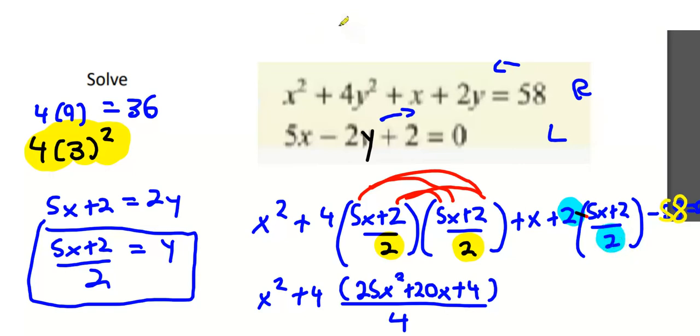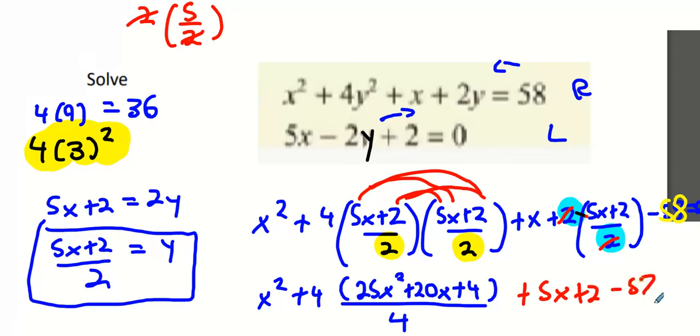How'd you know that? Multiplication and division. 2 times 5 over 2 is basically just 5. Because you can cancel the 2 on top and 2 on the bottom. So we're going to do the same here. And that's just 5x plus 2, isn't it? That's still minus 58. And that's still 0.